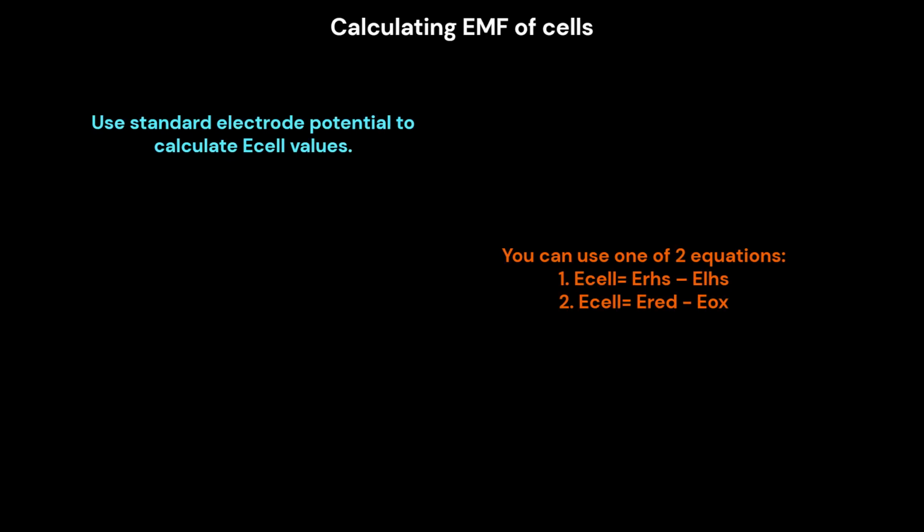Calculating EMF of cells. Use standard electrode potential to calculate Ecell values. You can use one of two equations. 1. Ecell equals E right-hand side minus E left-hand side. 2. Ecell equals E reduced minus E oxidized.